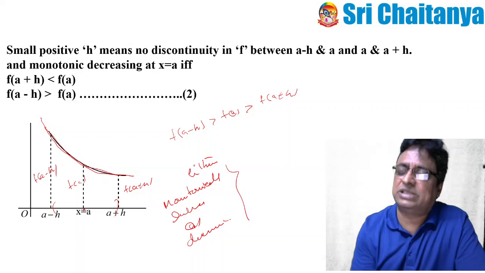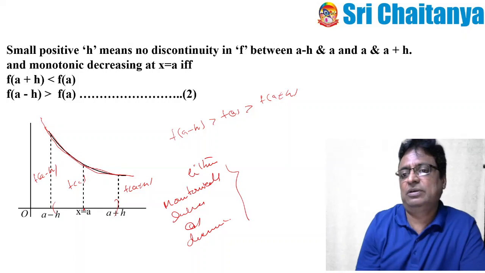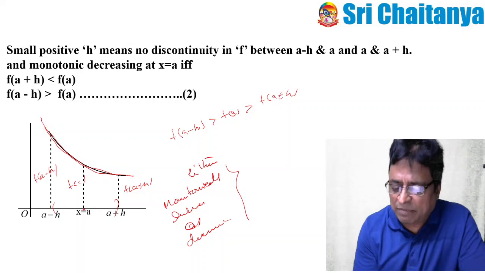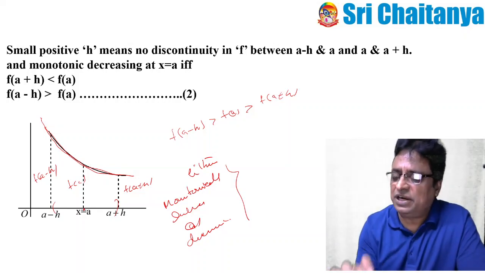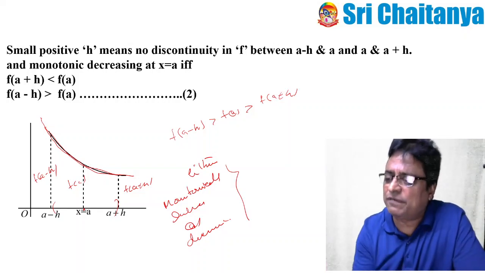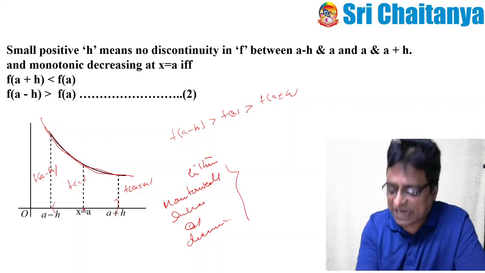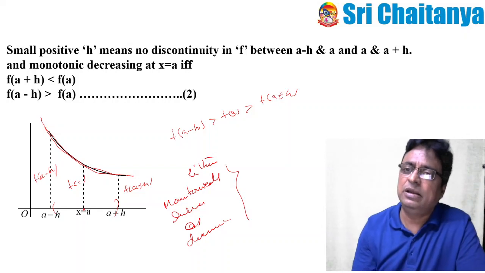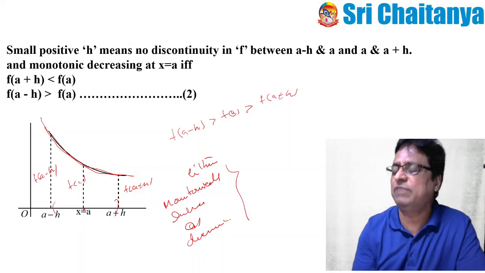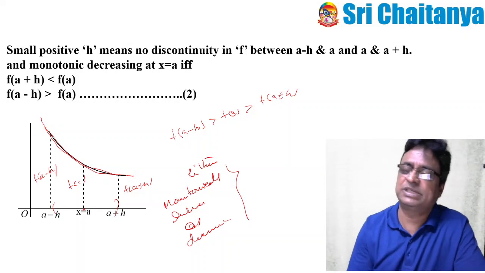Definitely two cases will exist. What are those two cases? Number one, the curve is monotonically increasing. Number two, the curve is monotonically decreasing. I am least bothered about whether the function is continuous or discontinuous at that particular point, in that neighborhood. If it satisfies this inequality at all the points to the left of a and all the points to the right of a, definitely we can say that the function is increasing or decreasing as per the definition mentioned in the previous slide and this slide.